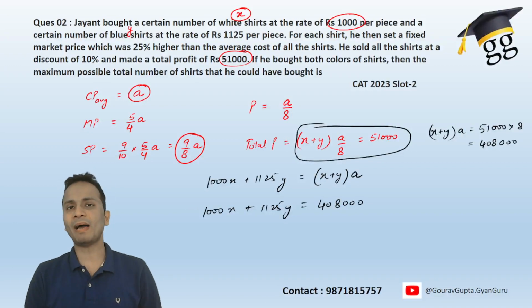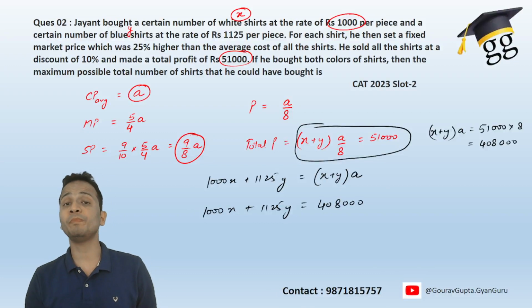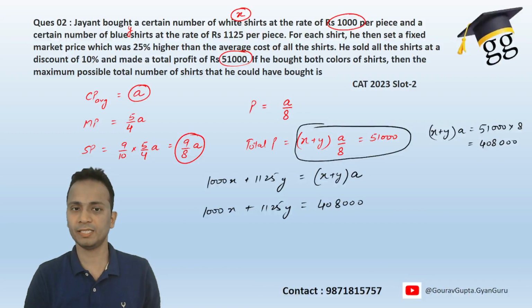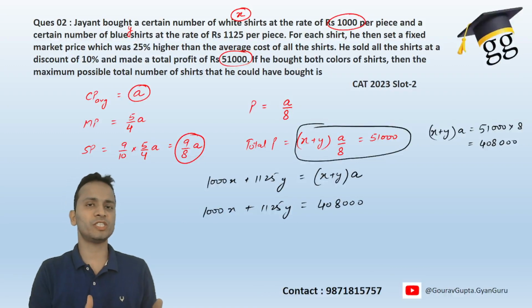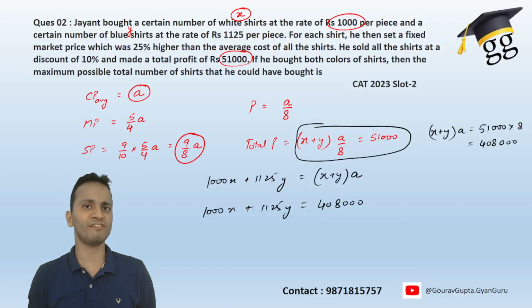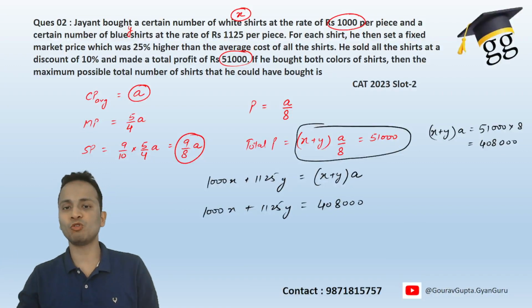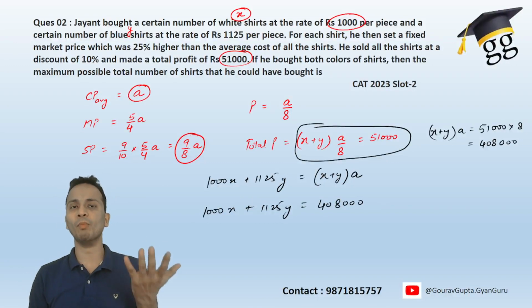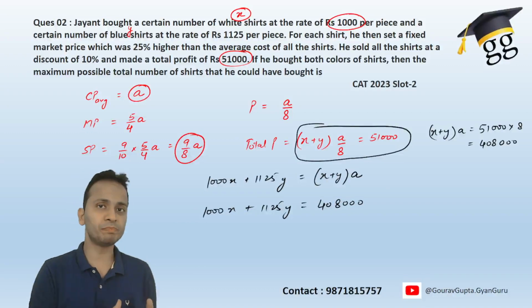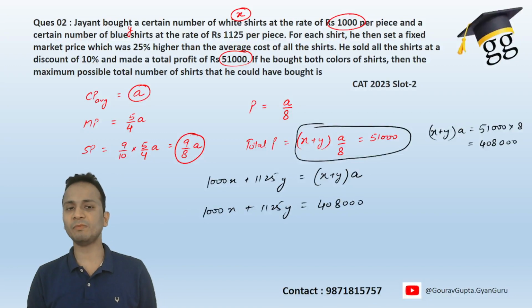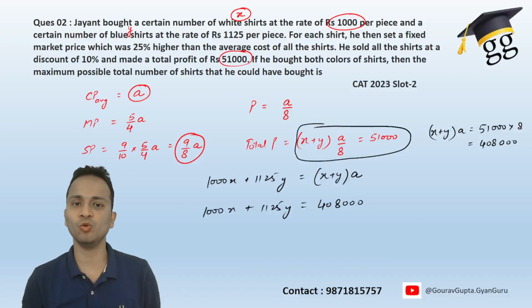Now to maximize the number of shirts, I should be maximizing the shirts which are of lower price. So there is one shirt which is costing me 1,000 rupees. There is another shirt which is costing me 1,125 rupees. I am spending a fixed amount of money which is 4,08,000. So to maximize the number of shirts, I'll be buying more shirts which are cheap and a lesser number of shirts which are at higher price. So that means I have to maximize the value of x. Simultaneously, I'll have to minimize the value of y.